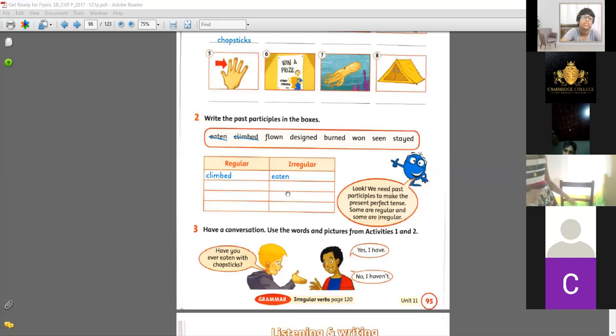Page number 95. You have to write regular verbs and also irregular verbs. With regular verbs we can add ed and make them, but with irregular verbs we cannot make them all. Next week, page number 111 in the grammar book. You have to learn those words by heart, the past participle forms, so practice them. Can you understand?